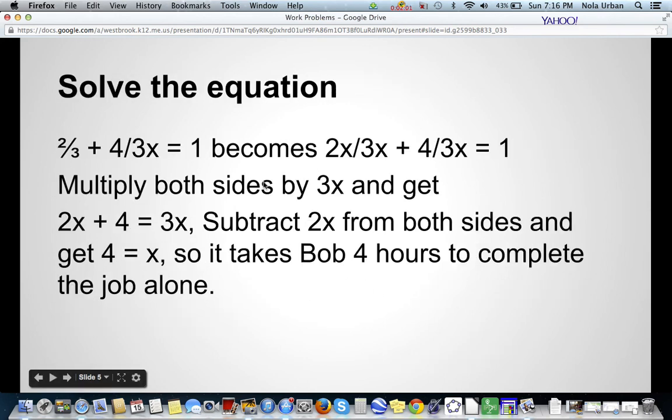And so to solve the equation, we might want to first get a common denominator. So I wrote 2x/3x plus 4/3x is equal to 1. And then I decided to multiply both sides by 3x, and I got 2x plus 4 equals 3x. And when I subtracted 2x from both sides, I would get x equals 4. So I know that it would take Bob 4 hours to complete the job alone.